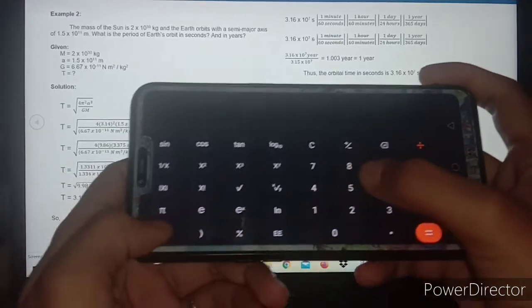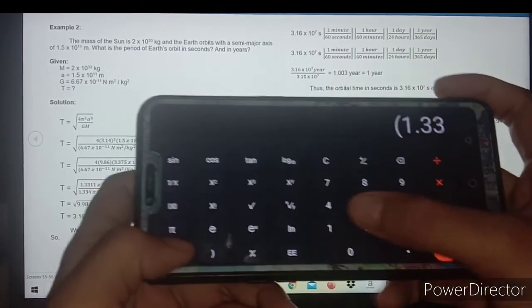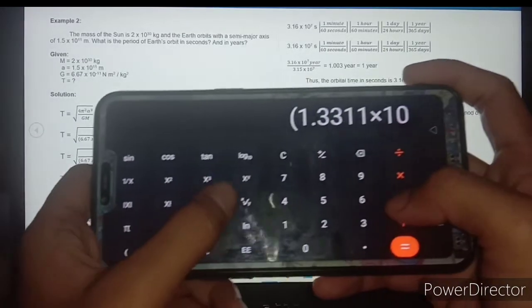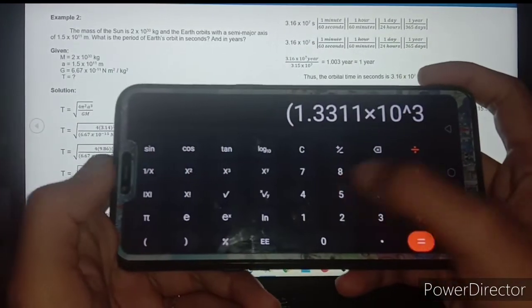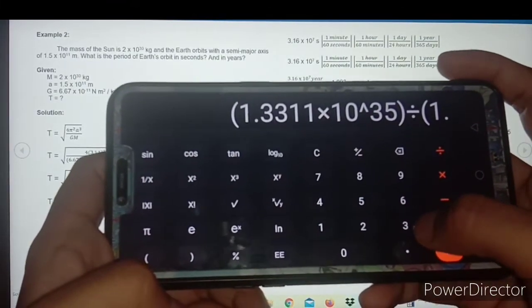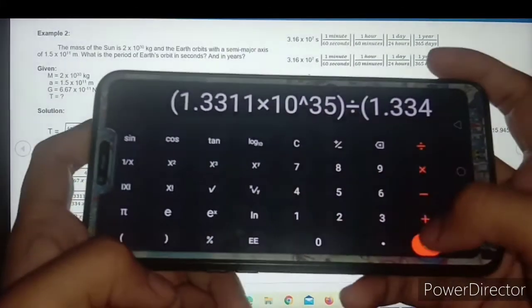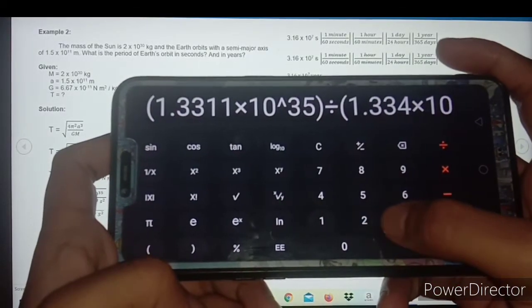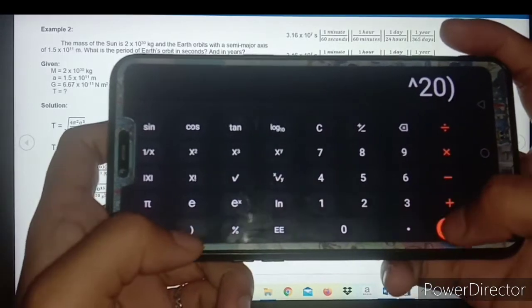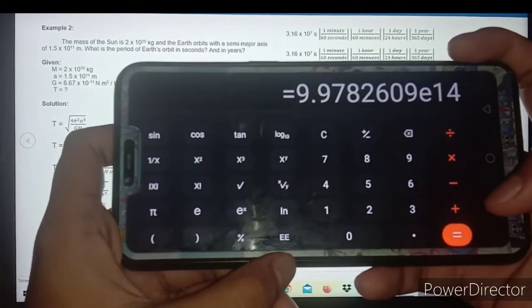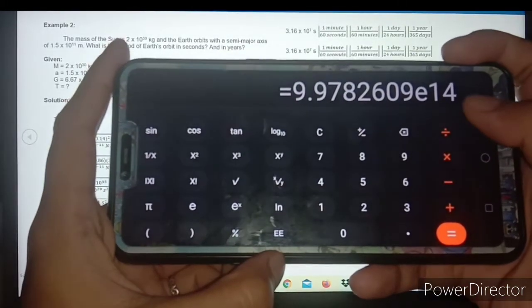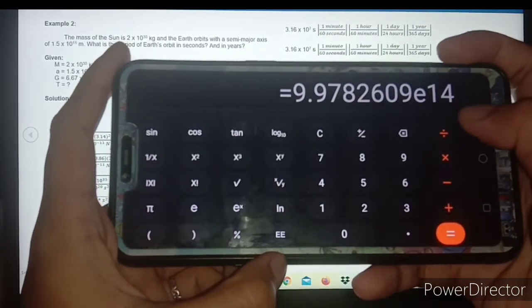So, we have 1.3311 times 10 raised to 35 divided by 1.334 times 10 raised to 20. So, we have 9.9782609 E14 or times 10 raised to 14.